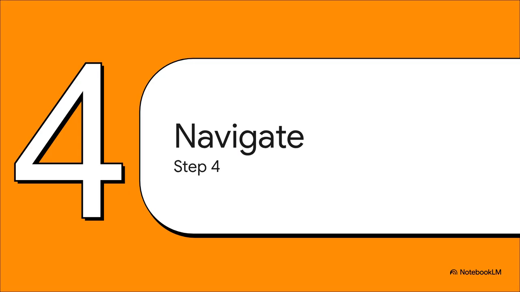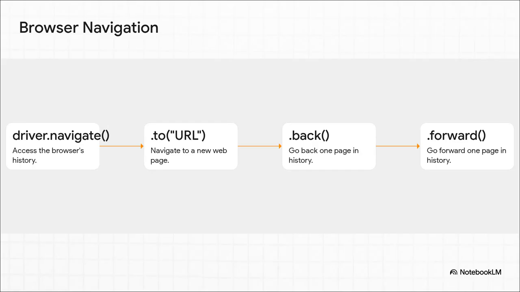Look, your scripts are rarely just going to visit one page and stop, right? You need to move around, go from one page to another, maybe even use the back and forward buttons. And for that, we have a whole new set of commands. The navigate method is your key to the browser's history. Now, you might be looking at .to and thinking, wait a minute, that looks a lot like the .get command from before. And you're right, they seem similar. But the key difference is that navigate gives you access to chain commands like .back and .forward, which perfectly mimics a real person clicking those little arrows in their browser.